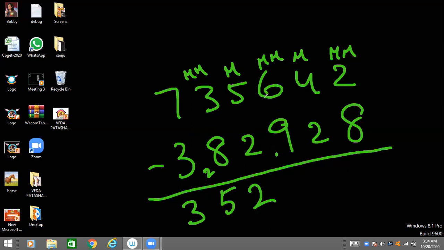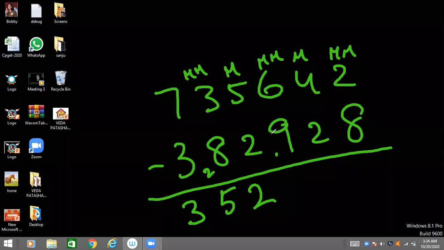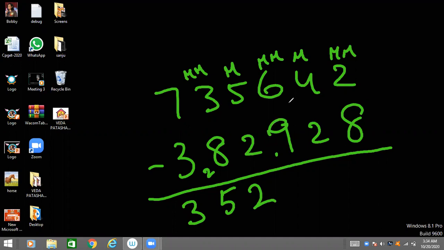How do you know if it's a mismatch? By seeing the numbers. You see above it, if it is a small number and below it is a big number, it is a mismatch. Understood? So now 5 minus 2 is actually 3, but I have written 2 because the next pair is a mismatch.